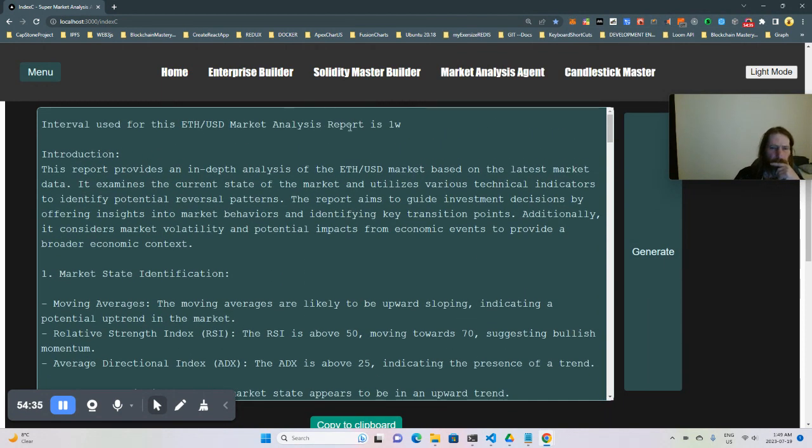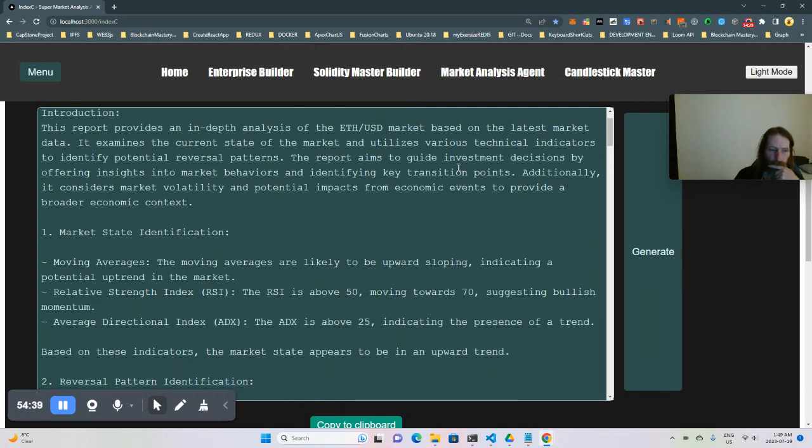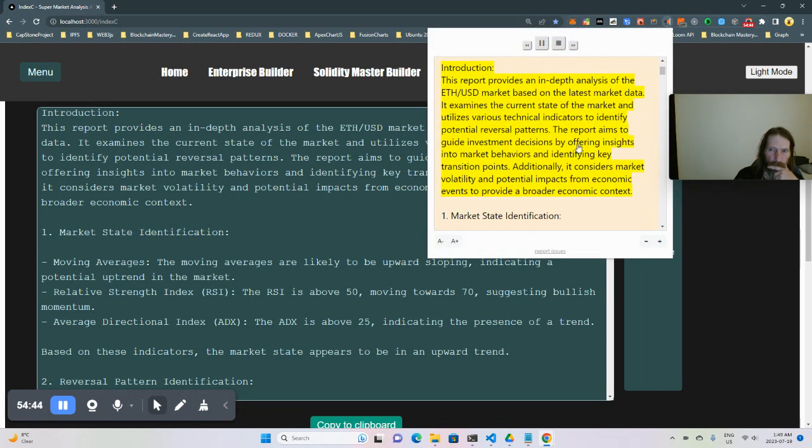Introduction. This report provides an in-depth analysis of the ETH/USD market based on the latest market data. It examines the current state of the market and utilizes various technical indicators to identify potential reversal patterns. The report aims to guide investment decisions by offering insights into market behaviors and identifying key transition points. Additionally, it considers market volatility and potential impacts from economic events to provide a broader economic context.